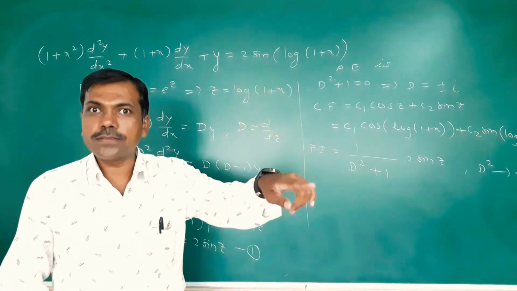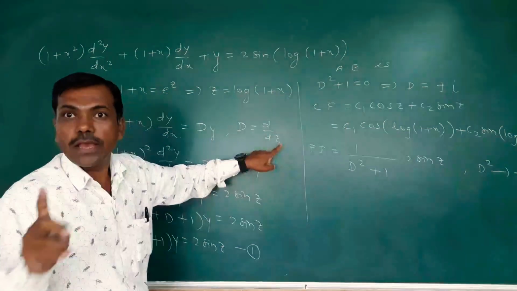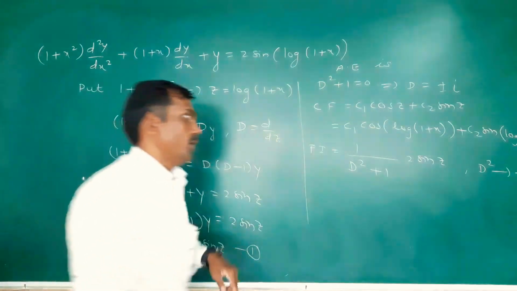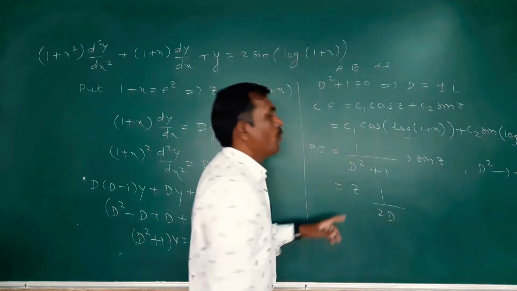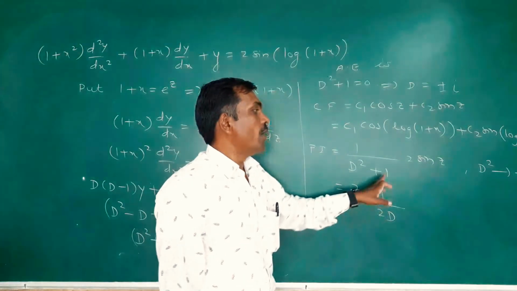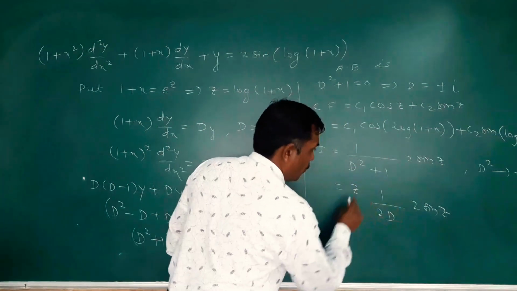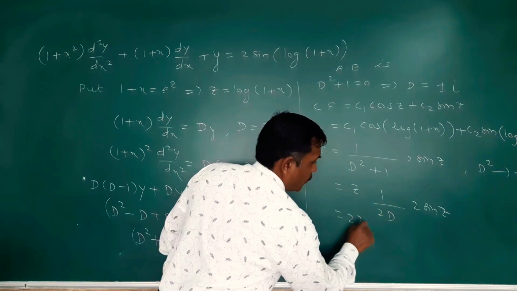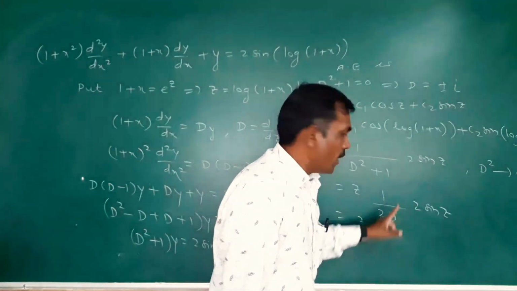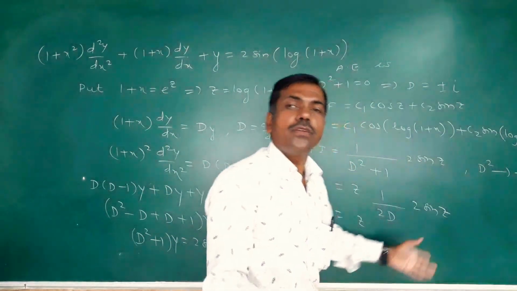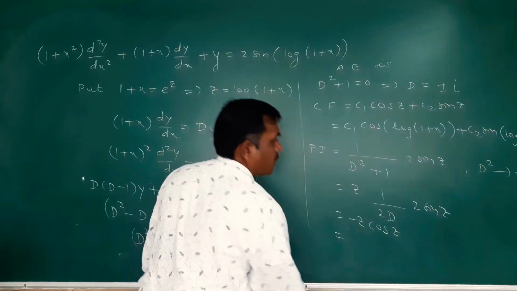Yes, we multiply by x and take the derivative of the denominator. But here my variable is z, not x. So we multiply by z and take the derivative of the denominator. So 1 upon 2D. The derivative of the denominator: derivative of D squared is 2D and derivative of 1 is 0. So 2D, 2 sin z. Right? 2 into 2 into z. This 2 gets cancelled. And 1 upon D is the integration of sin z. What is the integration of sin z? Minus cos z. Right? So our answer is minus z.